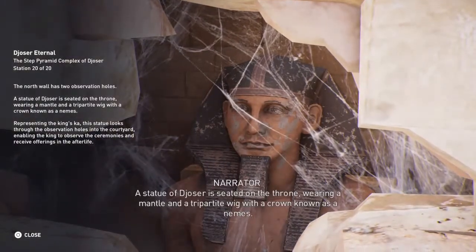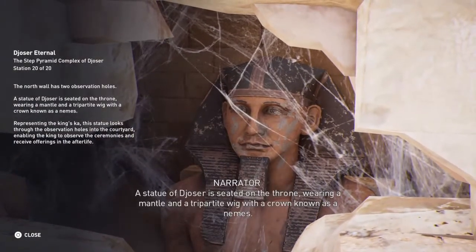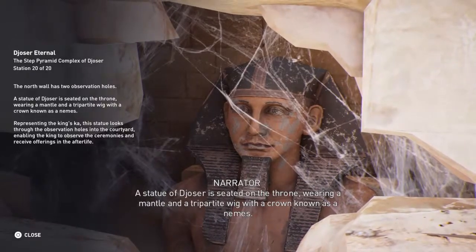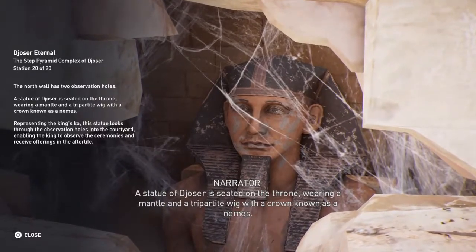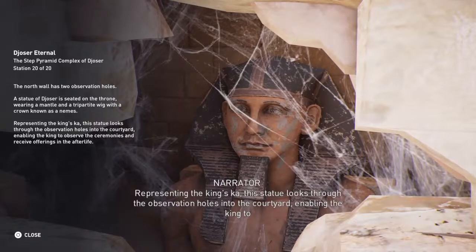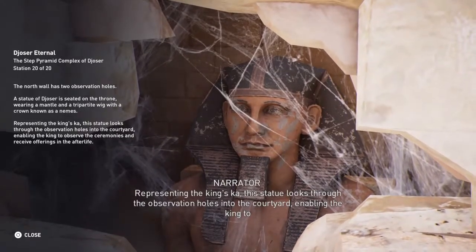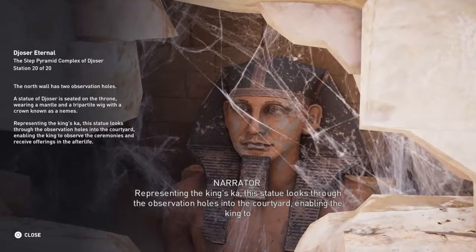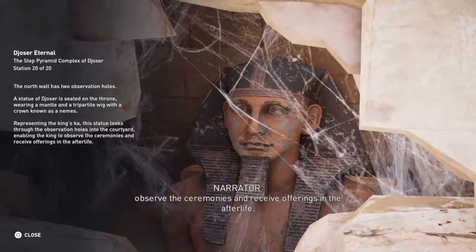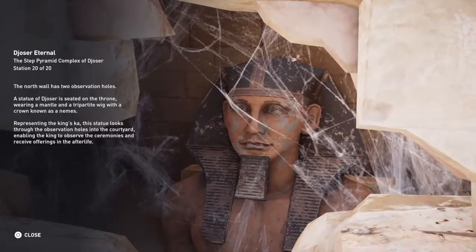A statue of Djoser is seated on the throne, wearing a mantle and a tripartite wig with a crown known as a Nemes. Representing the king's ka, this statue looks through the observation holes into the courtyard, enabling the king to observe the ceremonies and receive offerings in the afterlife.